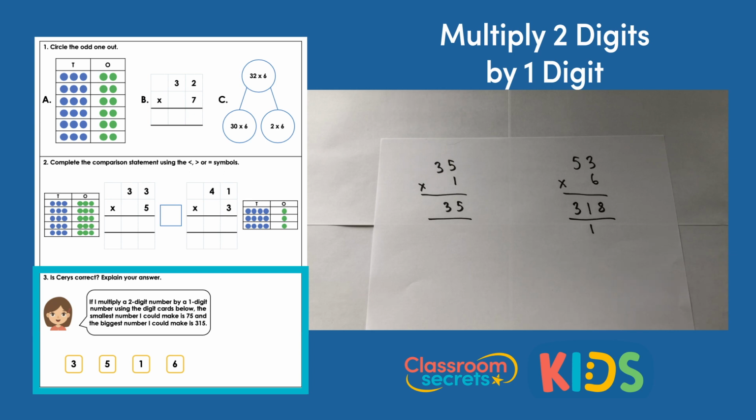So my answer could be, Keris is not correct because I have been able to make a number smaller than 75 and a number greater than 318. And then I would show my examples as part of my explanation.